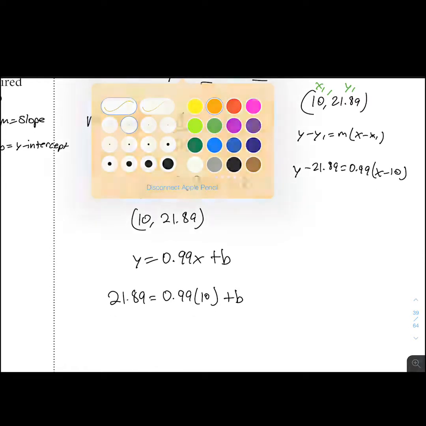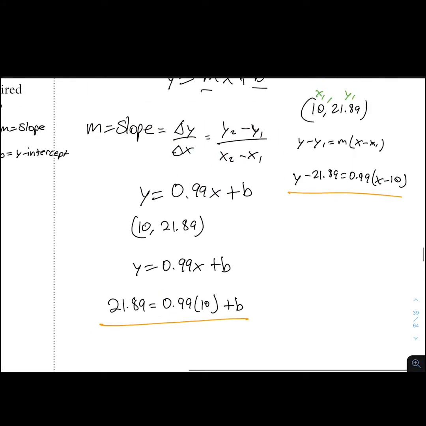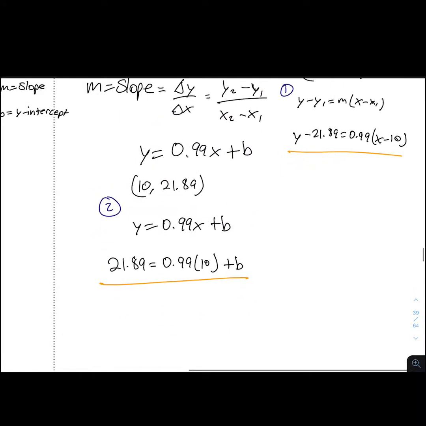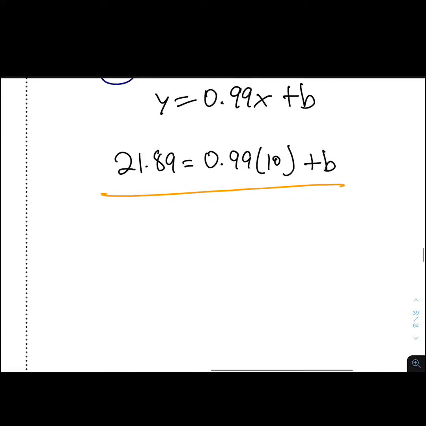Here I'll do an orange. This one or this one, it doesn't matter. I'm going to pick, so option 1, option 2, and option 3 is going to be about logic, and I'll show you that at the very end. I want to pick option 2 just because it's a little bit easier, a little bit nicer. So here I'm just trying to solve for b.